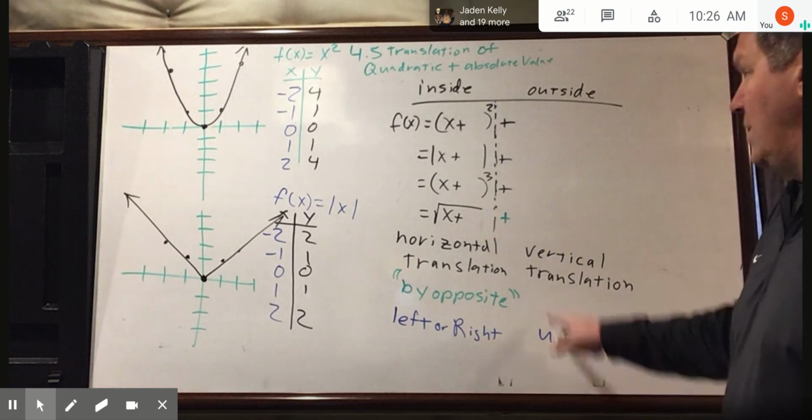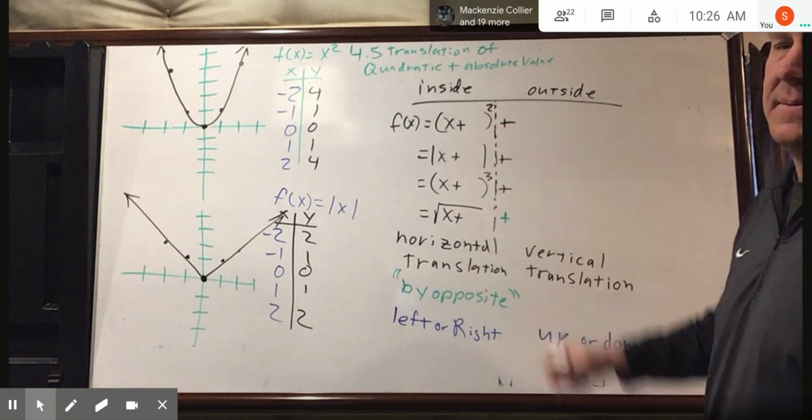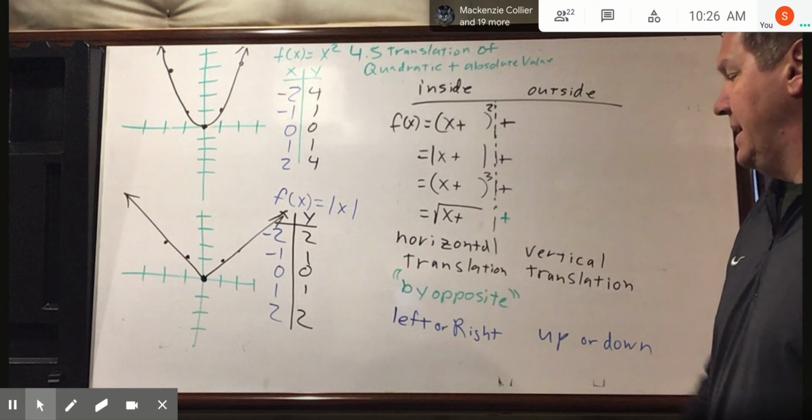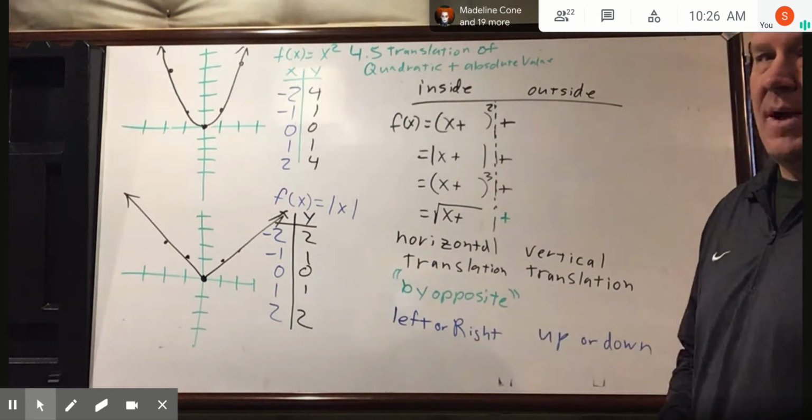Does anybody have any questions before I erase this table here? Keyword is opposite for the left and rights.